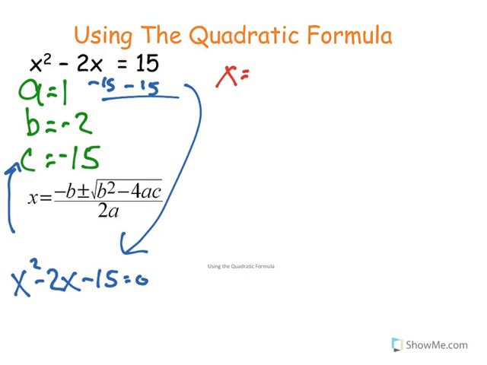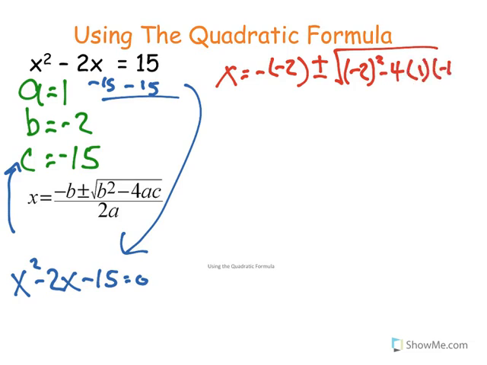So we've got x is equal to negative b, which is negative 2, right, plus or minus the square root of b, which is negative 2, and again, make sure it's in parentheses, minus 4 times a, which is 1, times c, which we know is negative 15, and that whole thing's going to be divided by 2a, and a in this case is 1.